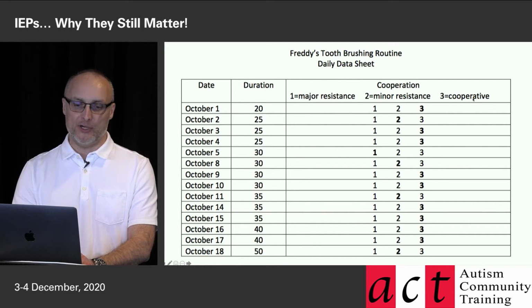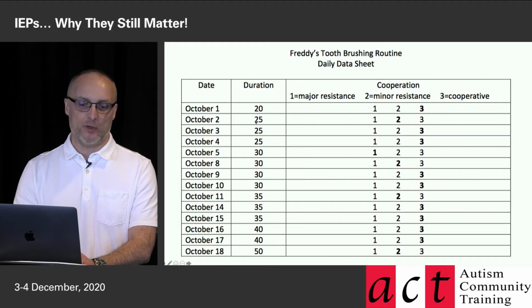And 3 was cooperation. So the first time we did 25 seconds, there was some minor resistance, but then we did it again and he had no resistance. He was totally cooperative. He was totally cooperative the next time. And after 2 episodes of cooperation, we upped it to 30 seconds.